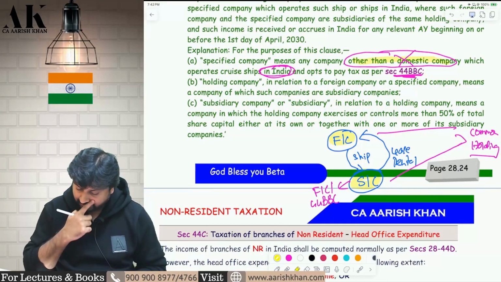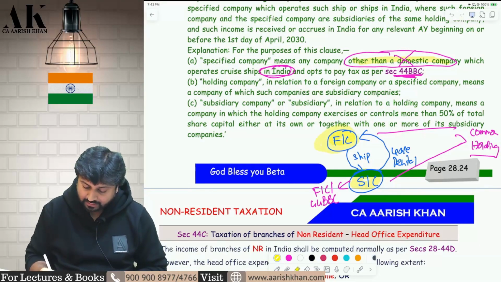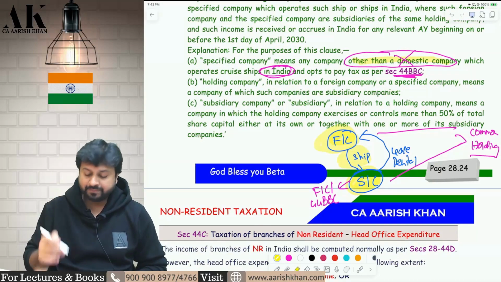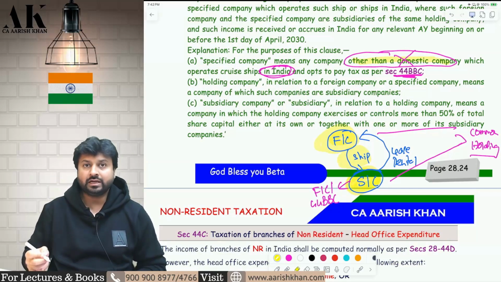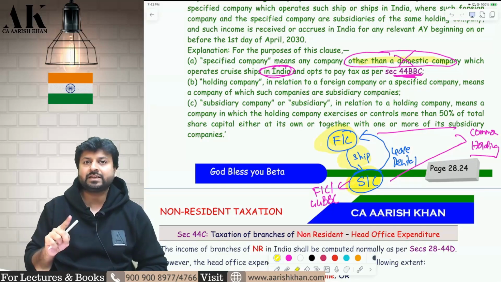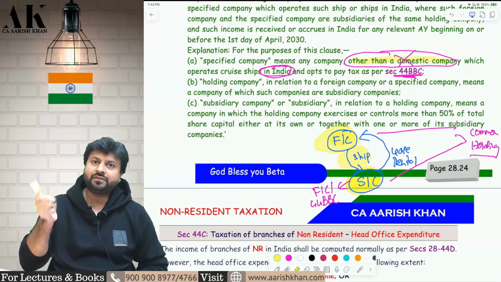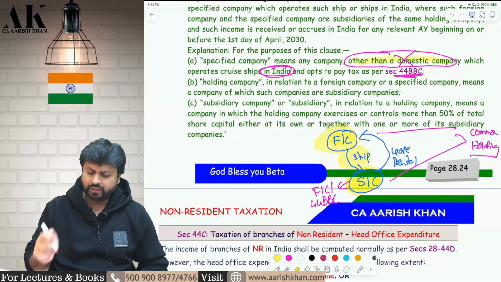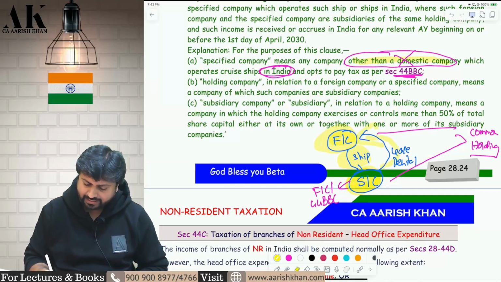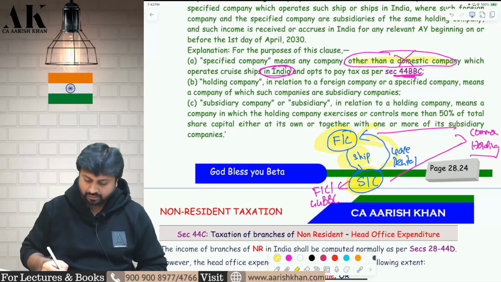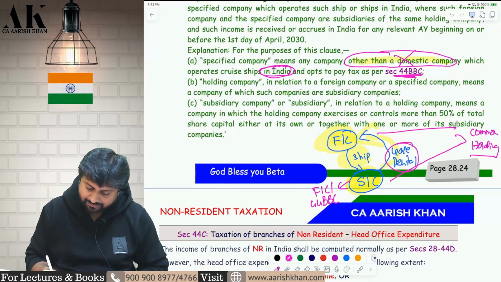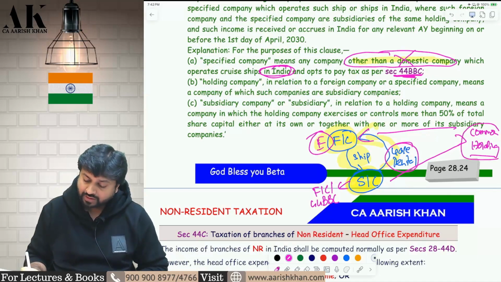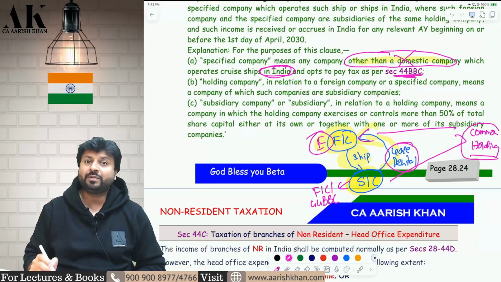Okay, now listen carefully. Now suppose a foreign company gives a ship on cruise lease to this specified company. One foreign company is giving ship on lease to another specified company. And who is that specified company? It's not a domestic company. It is following 44BBC in India. Okay, it is running cruise ship in India and following 44BBC. Now, this company will pay lease rental. Specified company will pay lease rental to the foreign company. So whatever lease rental are paid to the foreign company, those will be exempt. There is one more condition, provided they both should have a common parent. They both should have a common holding company.